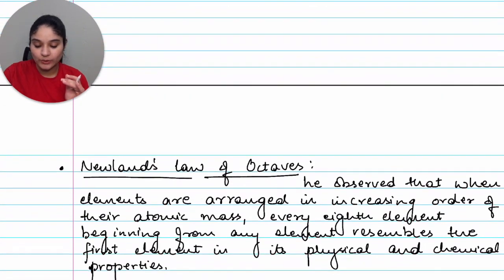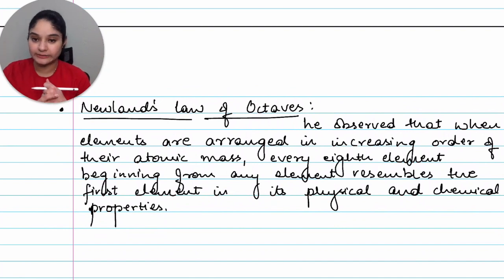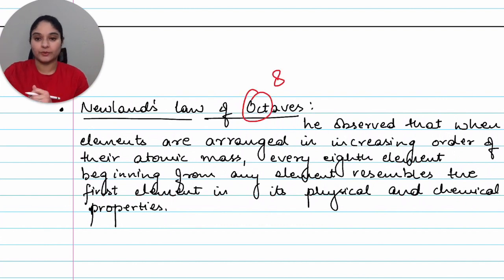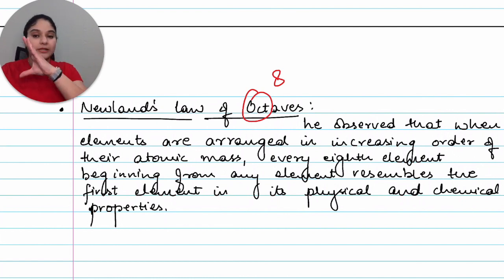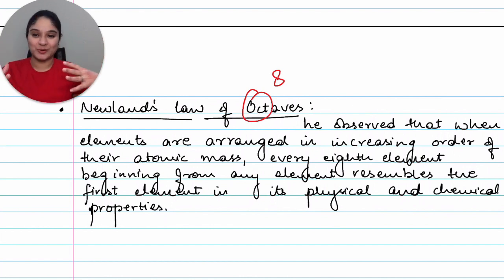Let's move ahead to the next one. The next that came out to be known was Newland's law of octaves. So oct means 8, octaves. Newland was somebody who was very inspired by music, so he used that knowledge in making groupings for the elements that he was studying. For octaves, he used the music notes Sa Re Ga Ma Pa Dha Ni Sa.